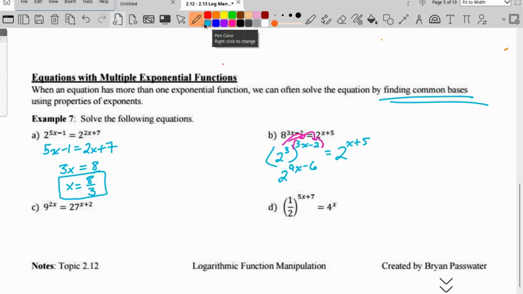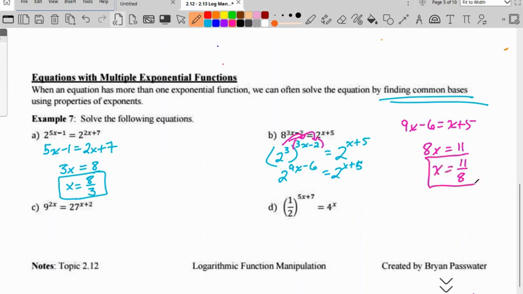That's just going to equal 2 to the x plus 5. If 2 to the 9x minus 6 equals 2 to the x plus 5, what must be true? Then we just finish solving it quickly. That's going to give me 8x equals 11, so x equals 11 over 8. It's an exponential, so I don't have any additional restrictions, and we're good to go.